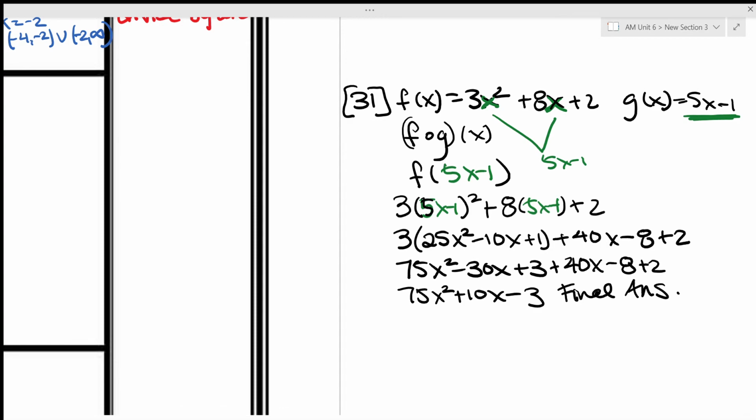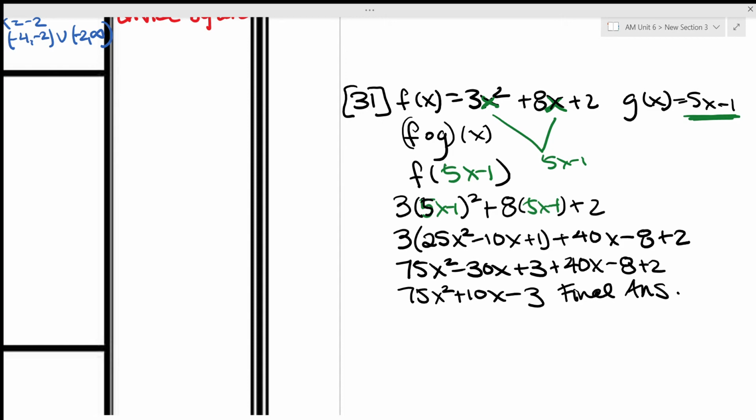Okay. Are we okay with that one so far? Okay. Moving on. How about inverse functions? We should probably do some of those.